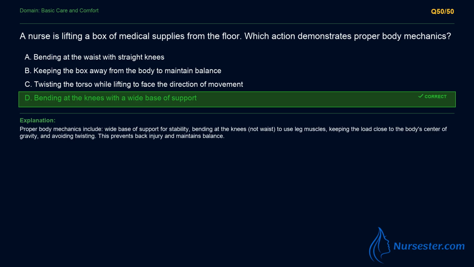The correct answer is D. Proper body mechanics include a wide base of support for stability, bending at the knees, not the waist, to use leg muscles, keeping the load close to the body's center of gravity, and avoiding twisting. This prevents back injury and maintains balance.